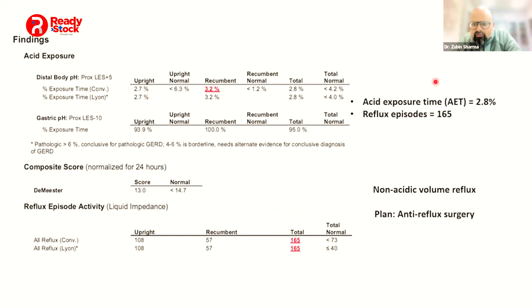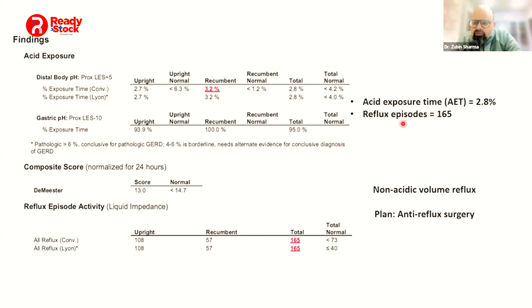So what have we done? We have done a pH study in her, and what we see is that the acid exposure time in total was 2.8 only. That means this patient has a normal DeMeester score. There is nothing acidic about it. So it's not the acid. But as soon as you look at the total number of reflux episodes, it was 165. So the patient was having a non-acidic volume reflux.